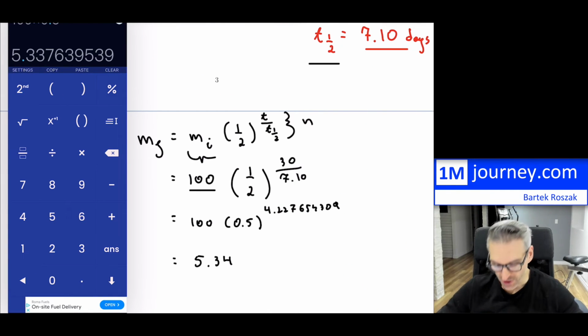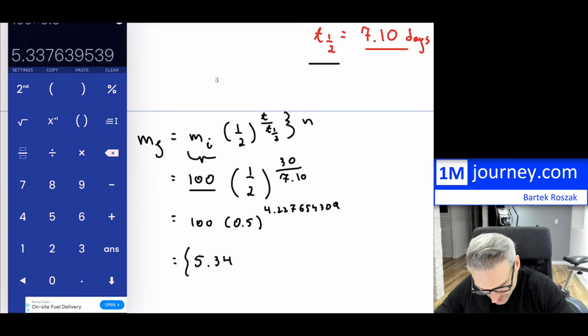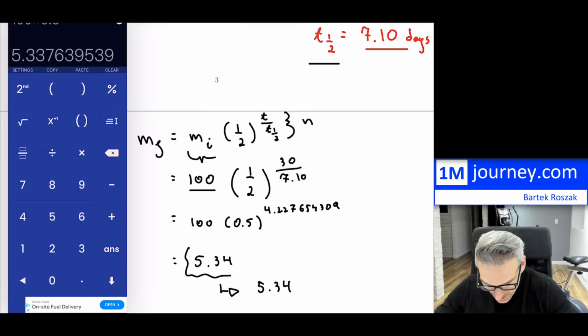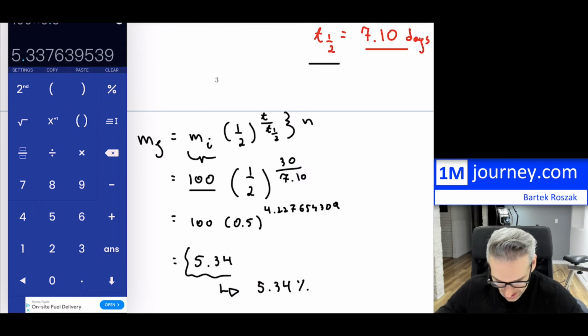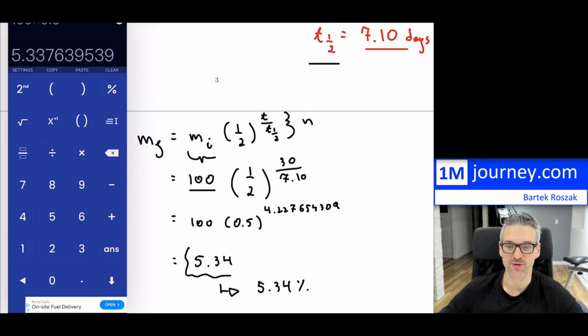So here's the answer, and in terms of percent, this is going to be rounded, as you can see there on the calculator, to 3 significant figures. So you started with about 100 and now you're left with only 5.34%. So that would have been your answer.